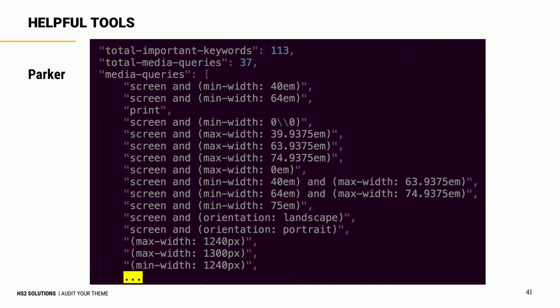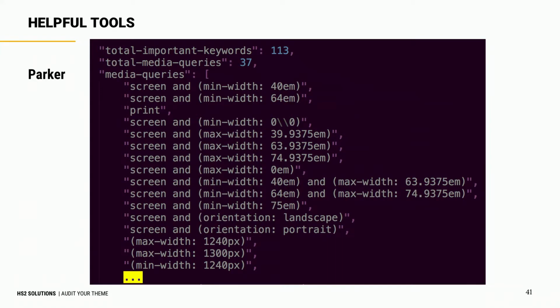More things Parker tells you. It's really good. Really good. The total number of important keywords. So how many times somebody's written important? 113. This may be due to some resets, but this may also be really scary. So go investigate. You'll get a good feel for maybe that number is 50 just based on what you have going on in your theme. Can you drive that down?